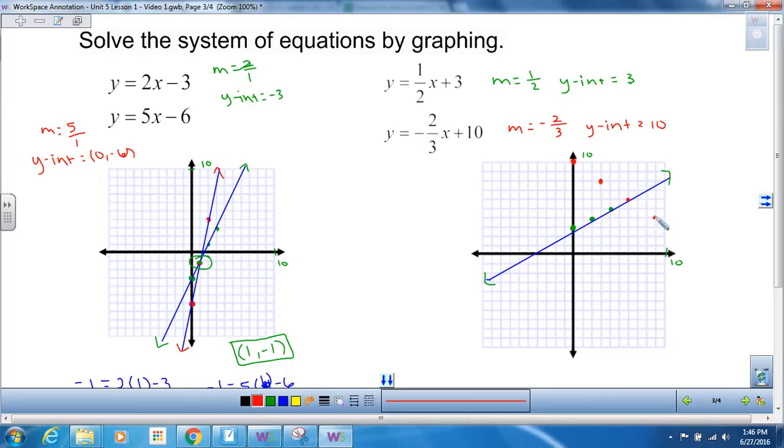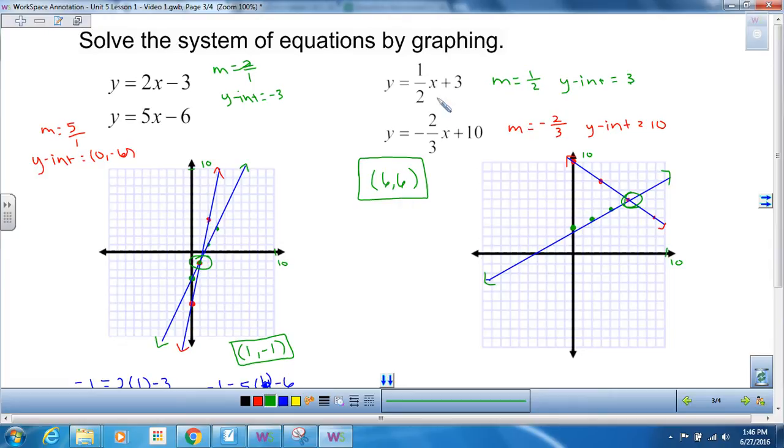Even if you figure out the answer without drawing in the line, to complete this, you have to have both lines drawn. Okay, so my solution, right here, that is the point 1, 2, 3, 4, 5, 6. So 6, 6.